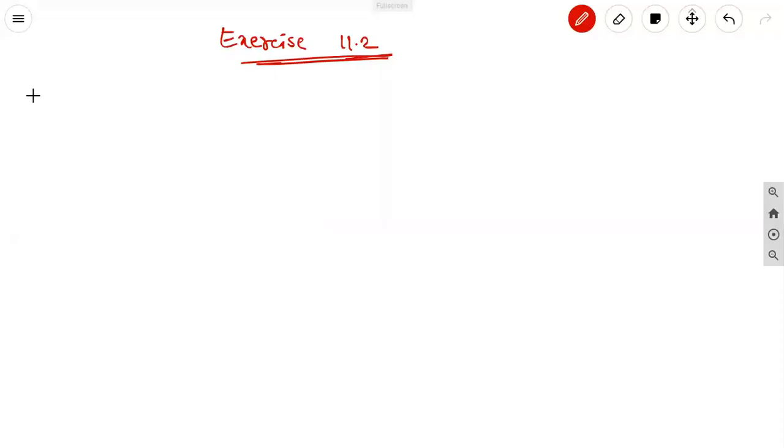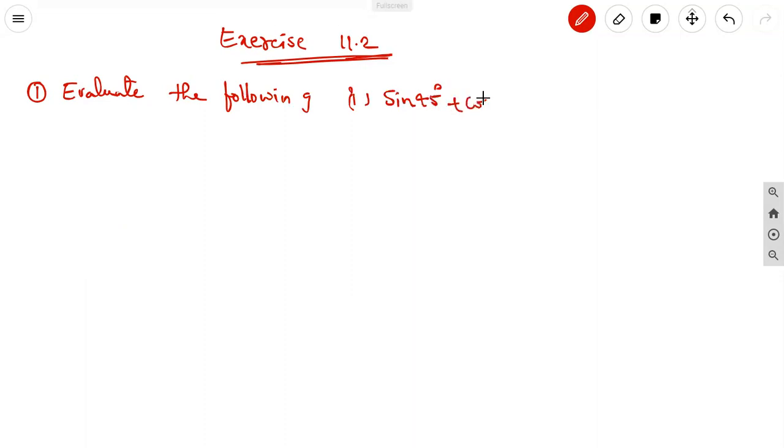11.2 exercise. In that, the first problem is evaluate the following. First one, sin 45 degrees plus cos 45 degrees. Second one, cos 45 degrees by sec 30 degrees plus cosec 60 degrees.